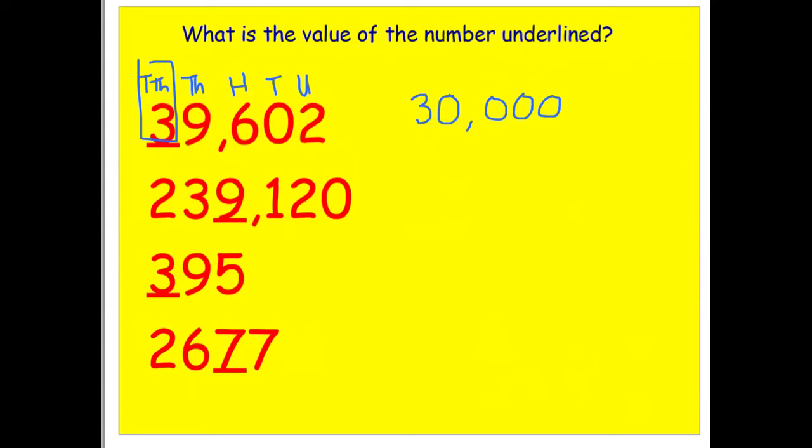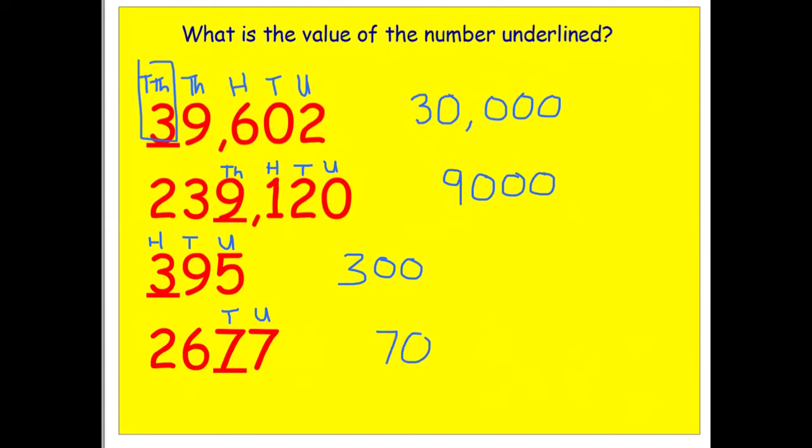Second number, 239,120. Again, if I begin on the extreme right, units, tens, hundreds, thousands, and we've gone far enough already. So my 9 is in my thousands, so it's 9,000. Third number down, 390. Again, begin on the extreme right, units, tens, hundreds. So that is 3 in my hundreds column, making 300. And my last number, 2,677, units, tens, and we've already gone far enough, so 7 tens. The value of that 7 is in the tens, so it's 70.